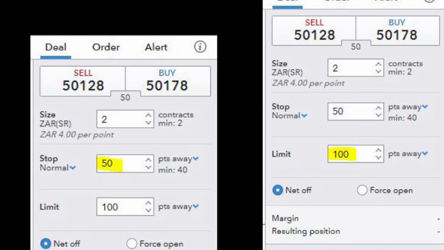On the right hand side we have the ticket which is highlighted for limit. That is our target. So as I said before, we were looking for at least 1.5 times our stop loss level. So in here we might put in the 320 points that we were looking at in one of our previous examples.